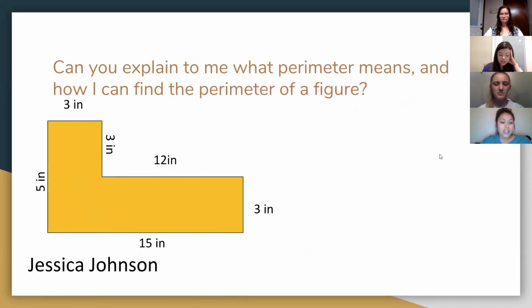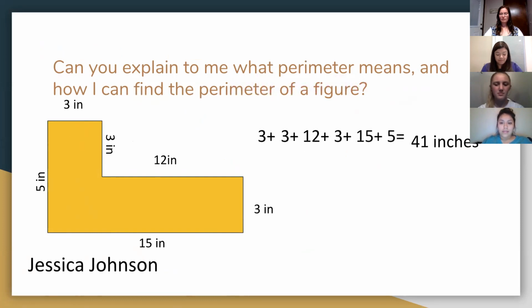Jessica, we will need to take 3 inches plus 3 inches plus 12 inches plus 3 inches plus 15 inches plus 5 inches, right? Yes, you are correct. And we would get a total of 41 inches. This figure has a perimeter of 41 inches.